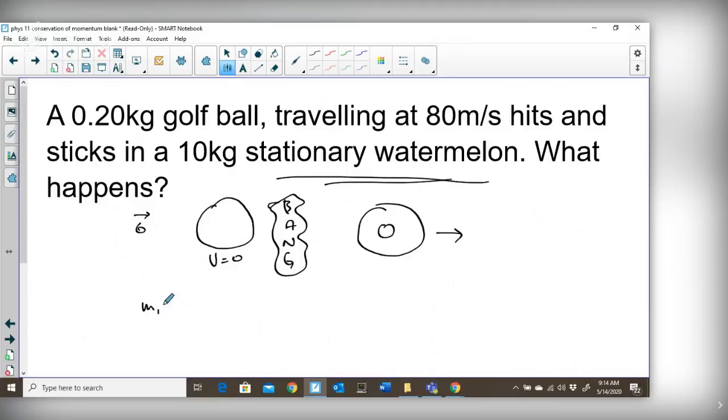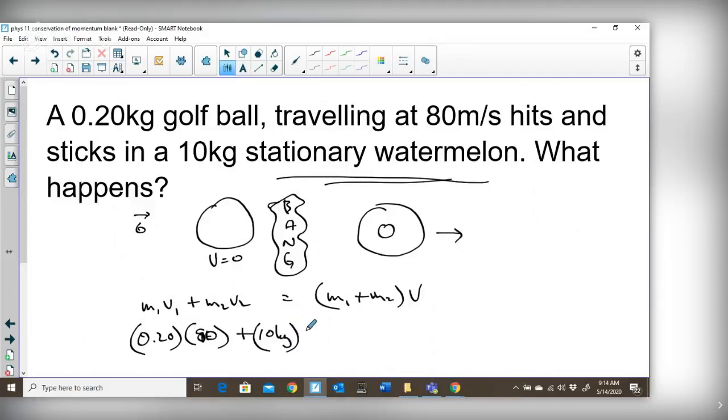Right, so we have our m1v1 plus our m2v2 is equal to our m1 plus our m2 times the velocity. This is what happens. All right, so we have 0.20 kilograms times our 80 meters per second, plus we have our 10 kilograms times, well, how fast is the watermelon moving? It's stationary. Does that mean it's made out of paper? Wrong, stationary. So this is 0 meters per second. I don't know. It's a Thursday morning and I'm here.